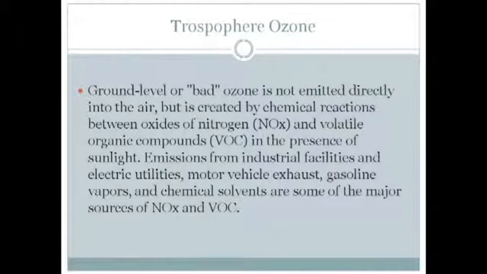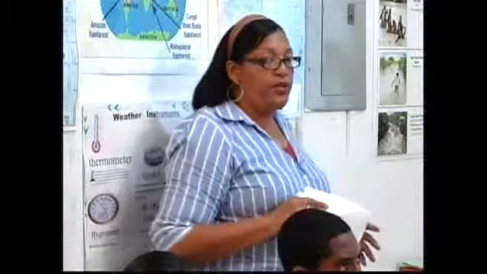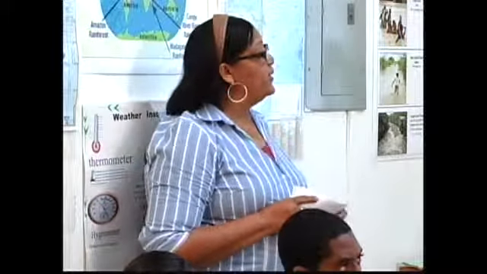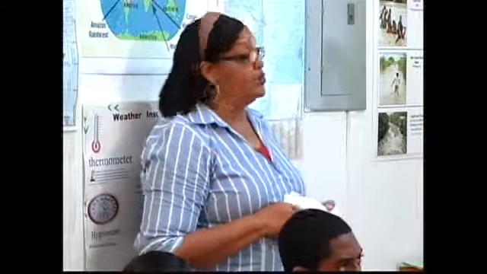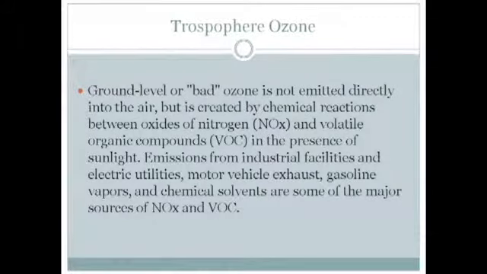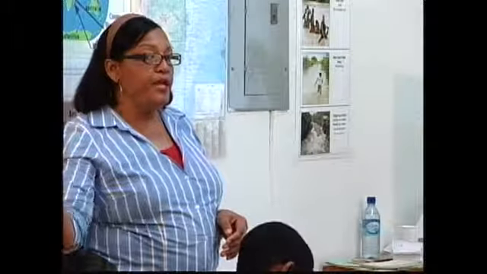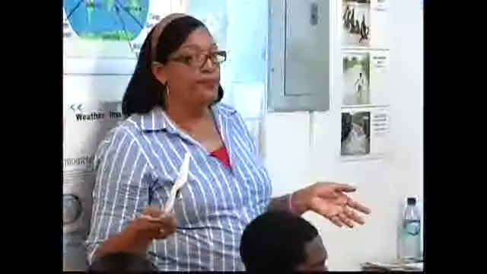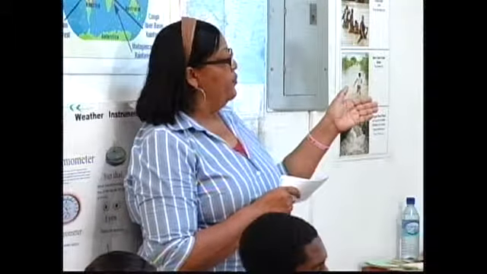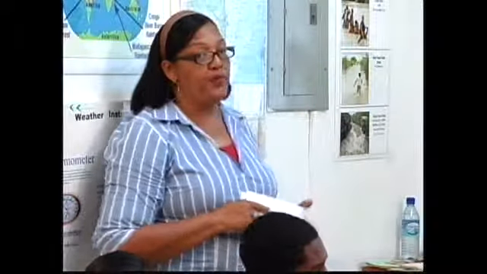But what it says here on the ground level bad ozone, it says that it is not emitted directly into the air. It's created by chemical reactions between oxides and nitrogen oxide. Okay? It's the chemical reactions of things like fossil fuels, and volatile organic compounds in the presence of sunlight. So what is happening here is different from what is happening in the stratosphere. And the ozone in the stratosphere, as I said, is a natural occurrence. But the ozone there in the troposphere actually has to do with our bad practices.